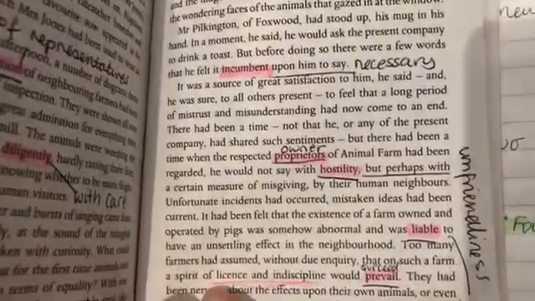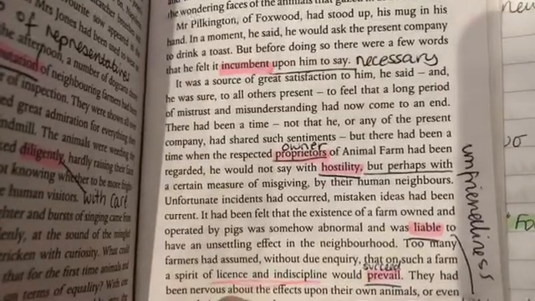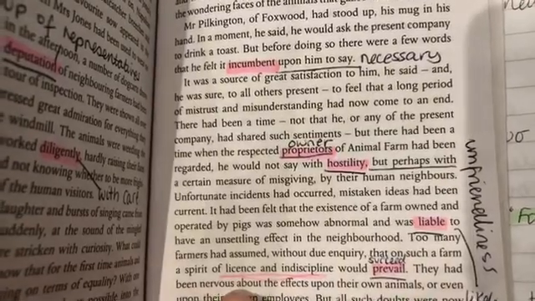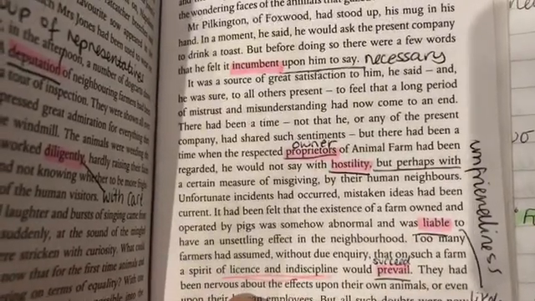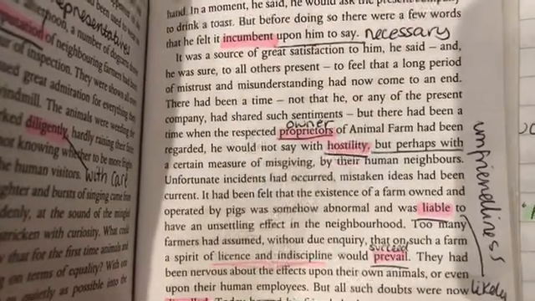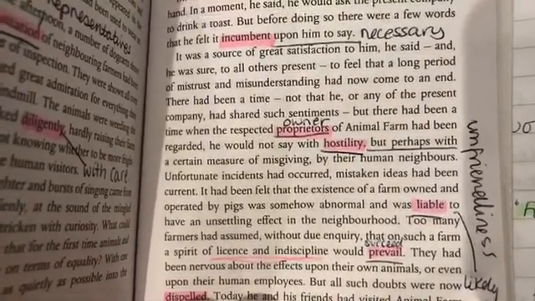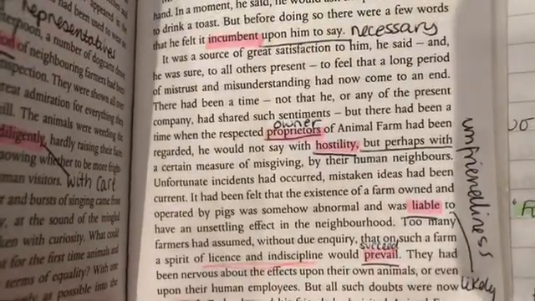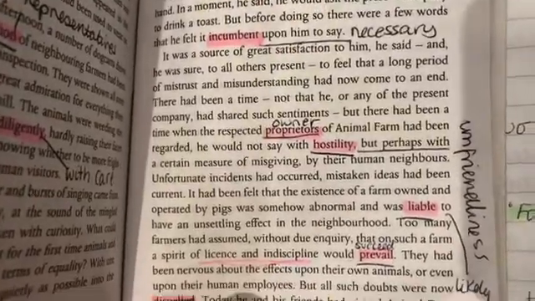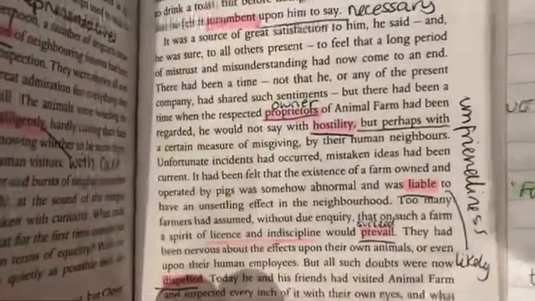It was a source of great satisfaction to him, he said, and he was sure to all others present, to feel that a long period of mistrust and misunderstanding had now come to an end. There had been a time, not that he or any of the present company had shared such sentiments, but there had been a time when the respected proprietors of Animal Farm had been regarded, he would not say with hostility, but perhaps with a certain measure of misgiving by their human neighbours. So the proprietors are just the owners. Hostility is sort of unfriendliness. So what Mr. Pilkington is recognising is there was a time when relations between Animal Farm and the human neighbours were not great.